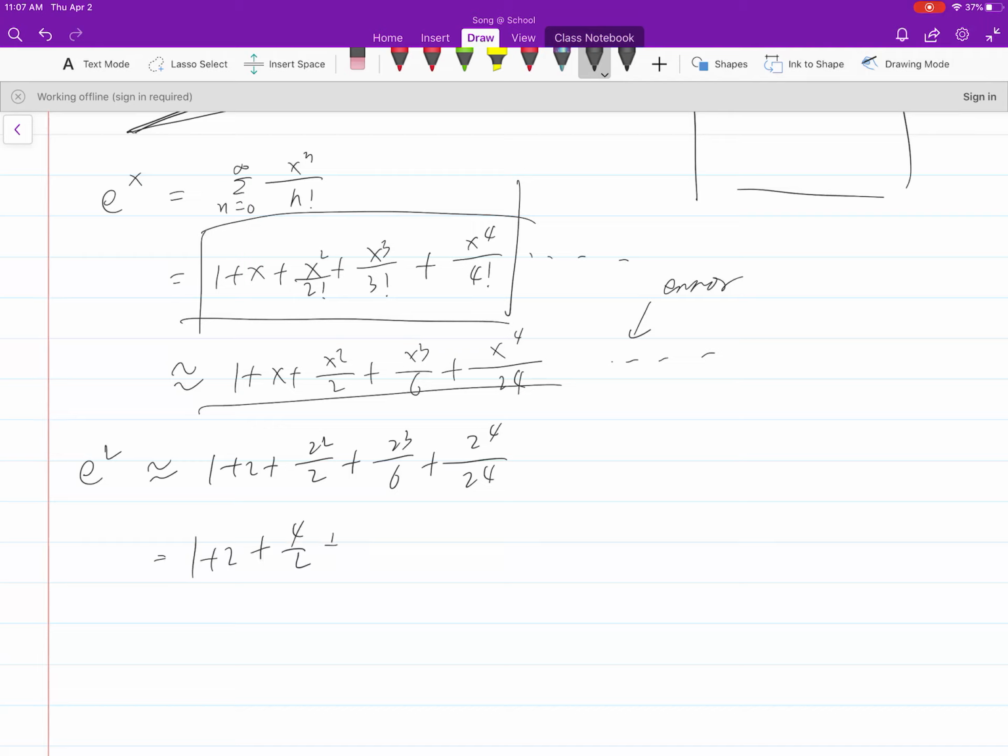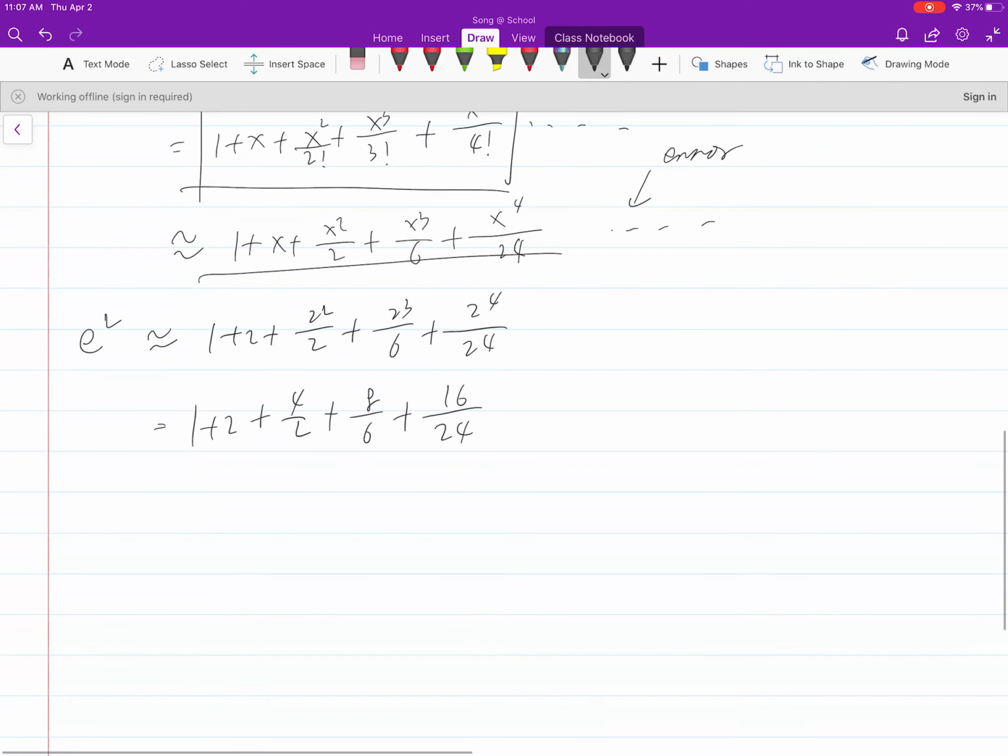From here we can say it's 1 plus 2 plus 4 over 2, which is 2, plus 8 over 6, plus 16 over 24. Okay. From here we can see for any function, as long as you have the Taylor polynomial, all you need to worry about is how to do the multiplications or the power, which is not hard at all. So let's take out a calculator and try to calculate this: 1 plus 2 plus 4 over 2 plus 8 over 6 plus 16 over 24. Oh.